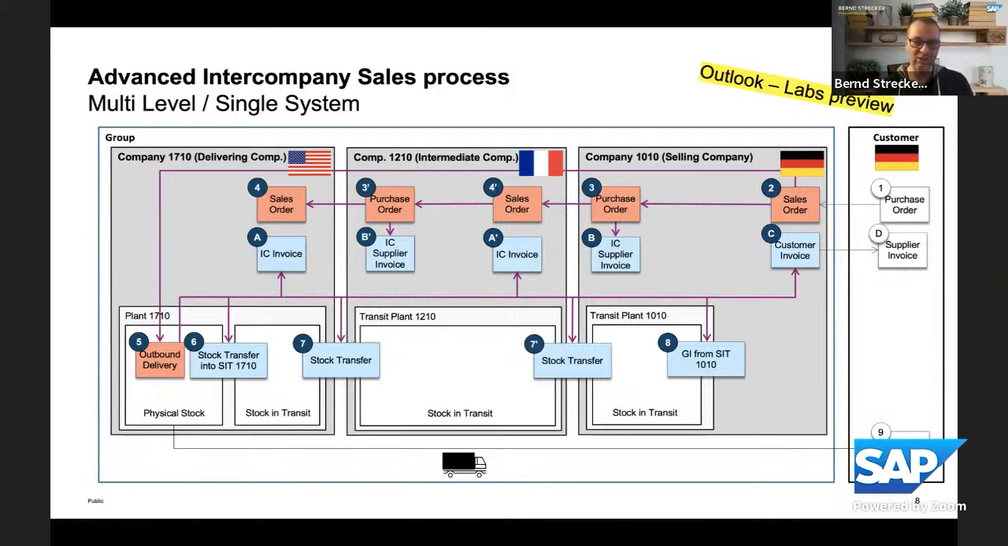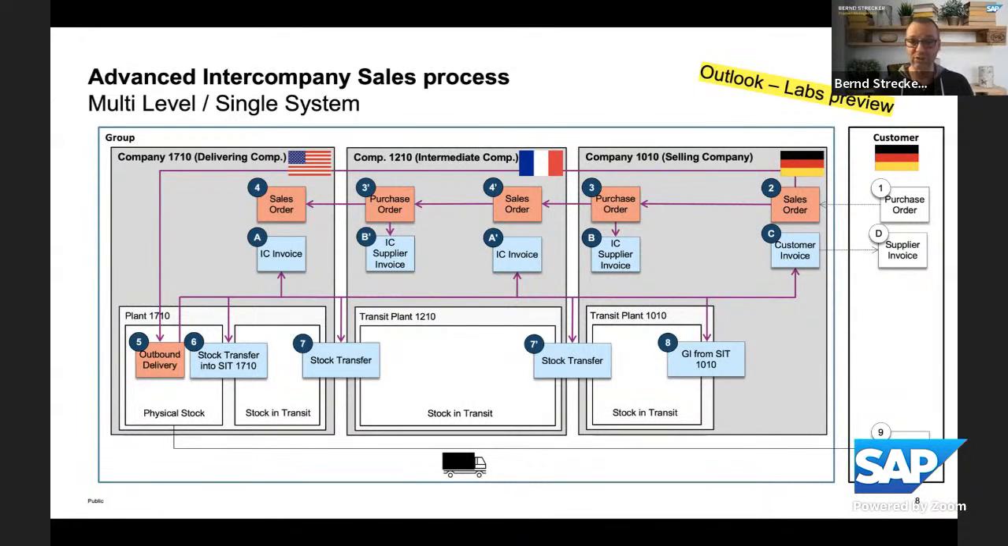So Germany is not buying the goods directly from the US. They will go via 1 or 2 or 3 intermediates. So it could be that Germany is buying from France and France is buying directly from the US. Or it could also be a scenario, Germany from France, France from Canada, and Canada from the US. We call it multi-level. This is our plan also to deliver this version.